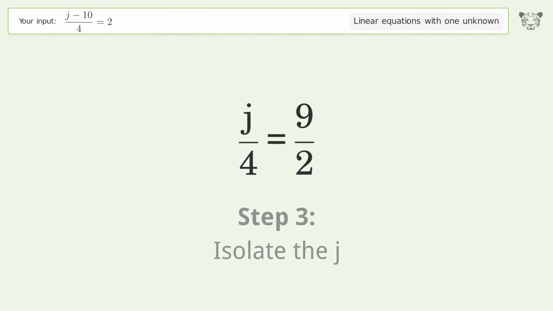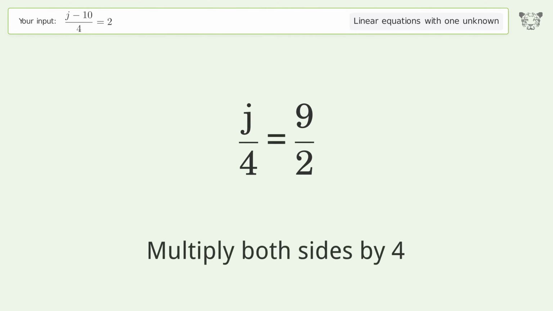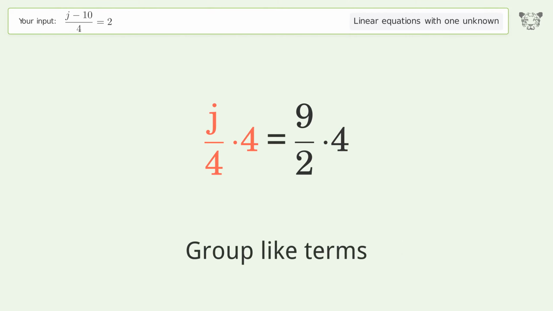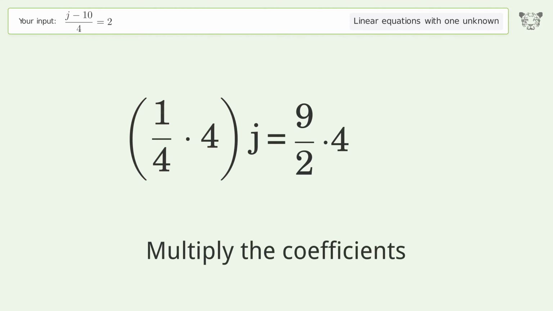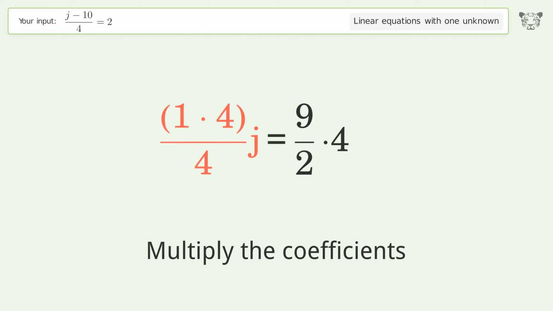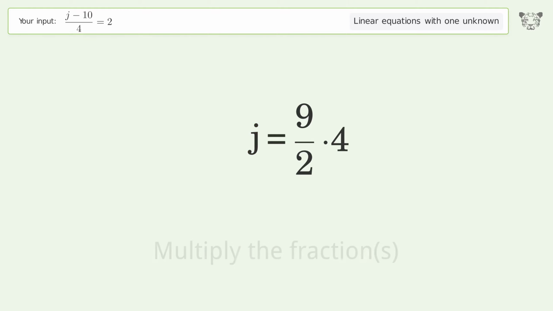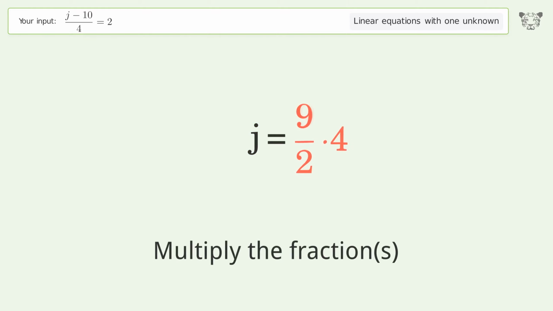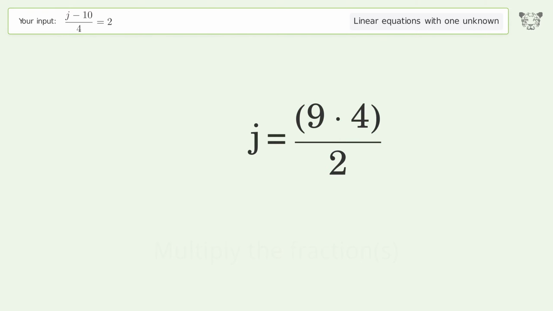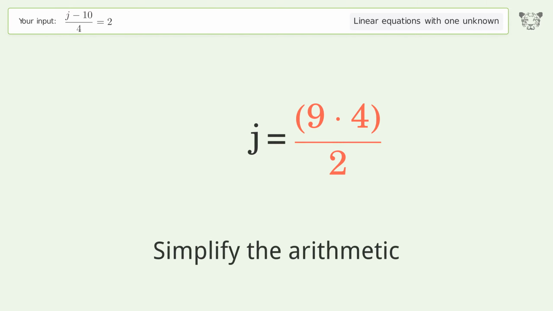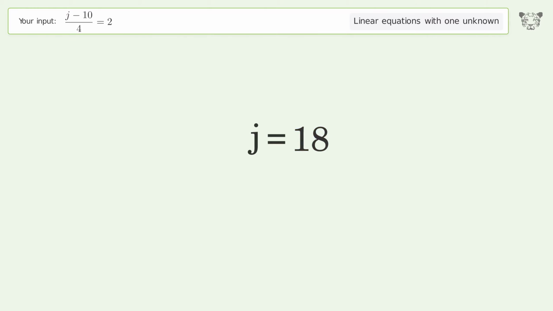Isolate the j. Multiply both sides by 4. Group like terms. Multiply the coefficients. Simplify the fraction. Multiply the fractions. Simplify the arithmetic. And so the final result is j equals 18.